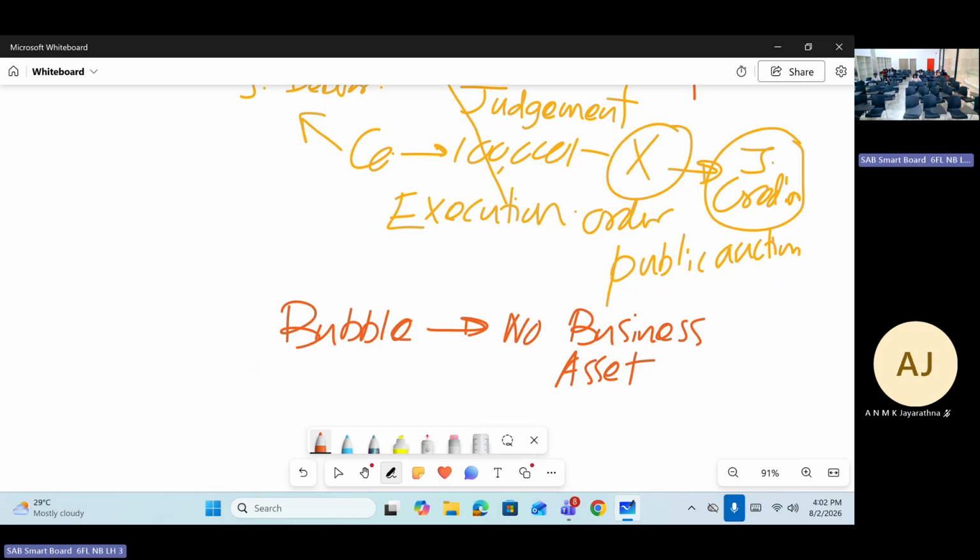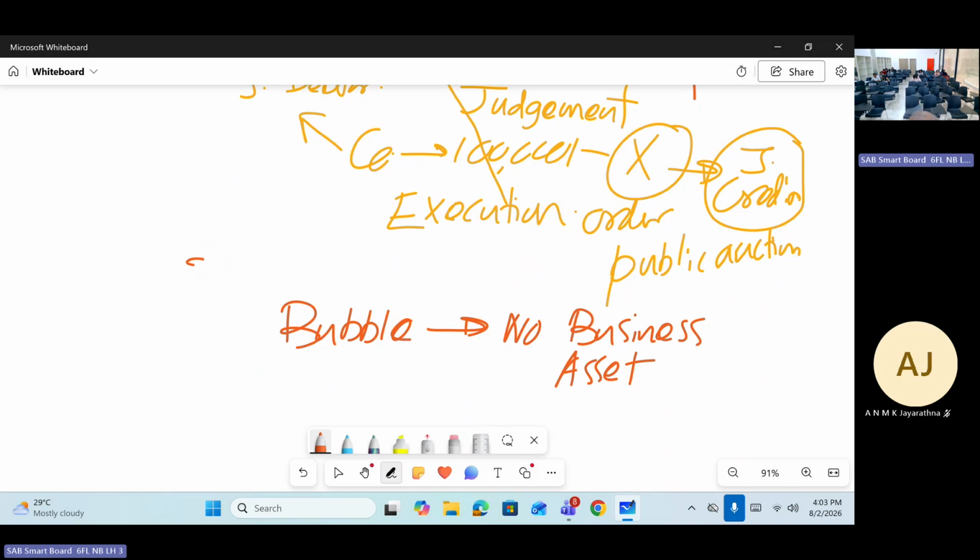Then it's a bubble. Then the court can decide, right? Whether the liquidation is reasonable is according to the opinion of the court. It is a bubble company, right? After incorporation there is no business and no asset owned by the company. Then it's a bubble, and the court can decide whether the liquidation is just and reasonable.